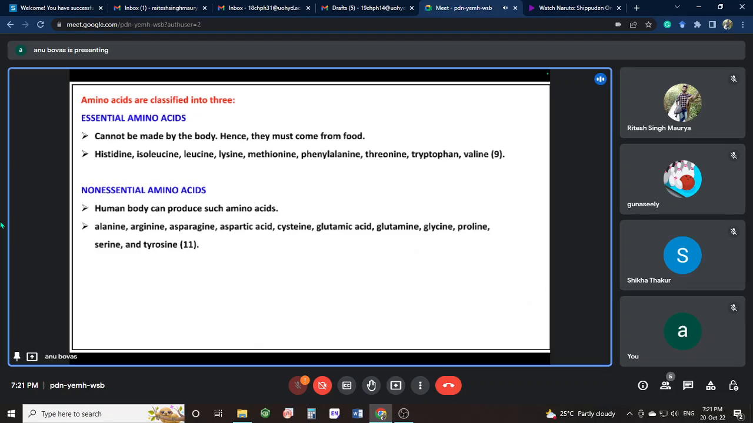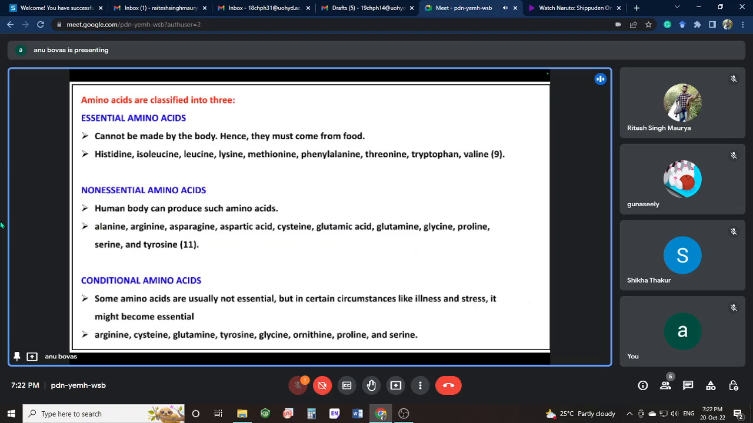And the second category is called non-essential amino acids. Non-essential meaning the human body itself can produce such amino acids and there is no requirement that we have to get them from food. There are 11 non-essential amino acids. And conditional amino acids are those which are normally not essential, but in certain circumstances like illness, stress, etc., they might become essential. And the amino acids' names have been given.